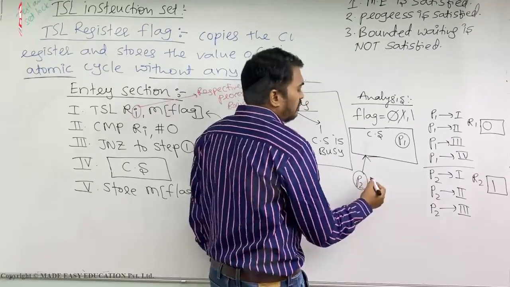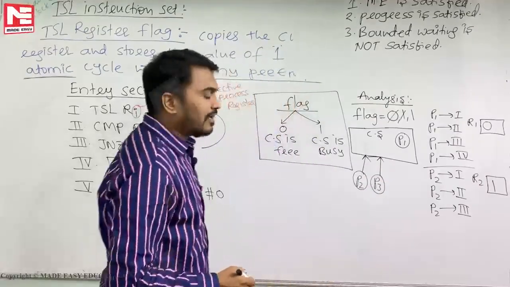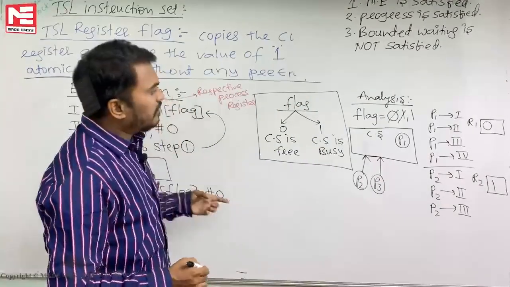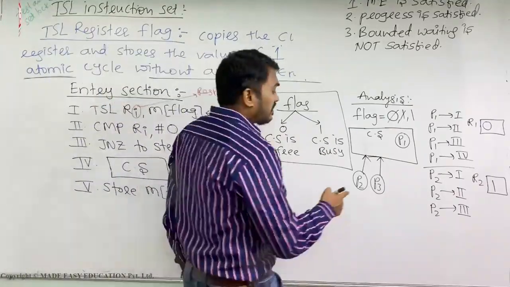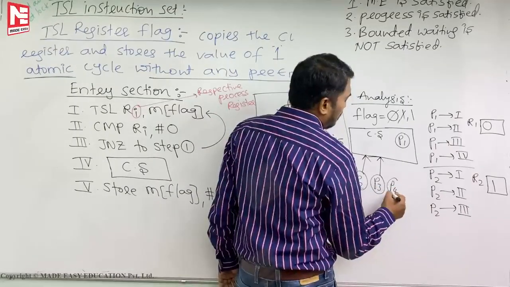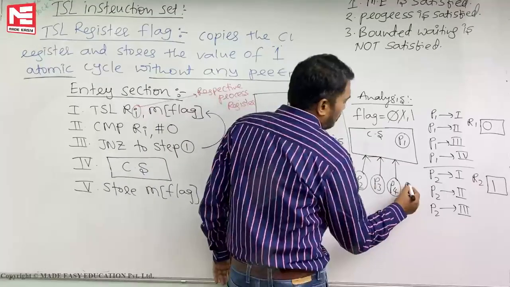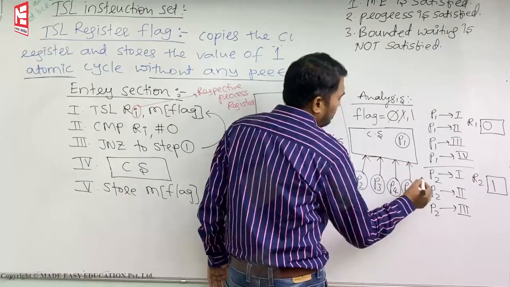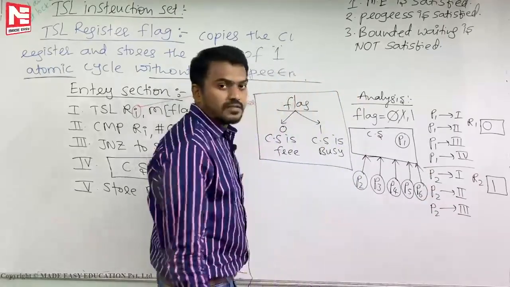Next, after P2, P3 is also trying to enter. Then what happens? This will also rotate, the same thing in the 1, 2, 3 instructions, because the critical section is busy and the flag value is 1. And after P3, next P4 is also trying, then it will also keep on rotating only in the 1, 2, 3 instructions. After that, P5 trying, that will also rotate in the same instructions. P6 is also trying, it will also rotate in the same instructions.